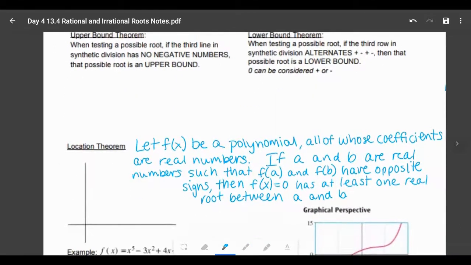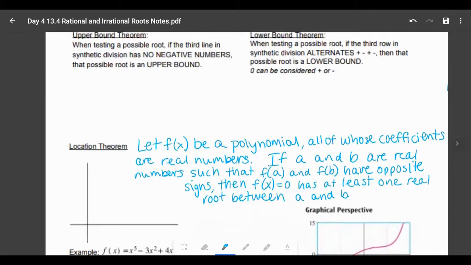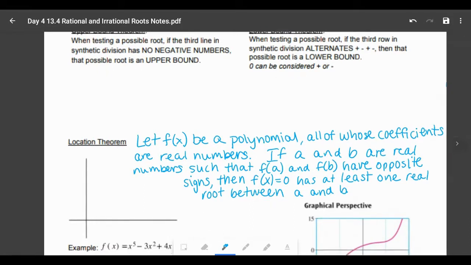So the location theorem says, let f of x be a polynomial, all of whose coefficients are real numbers. So you can have some term like 2x. You can't have 2ix. That would be an unreal number. If a and b are real numbers such that f of a and f of b have opposite signs, like one is positive and one is negative, then f of x equals 0 has at least one real root between a and b. The easiest way to think about this is graphically.